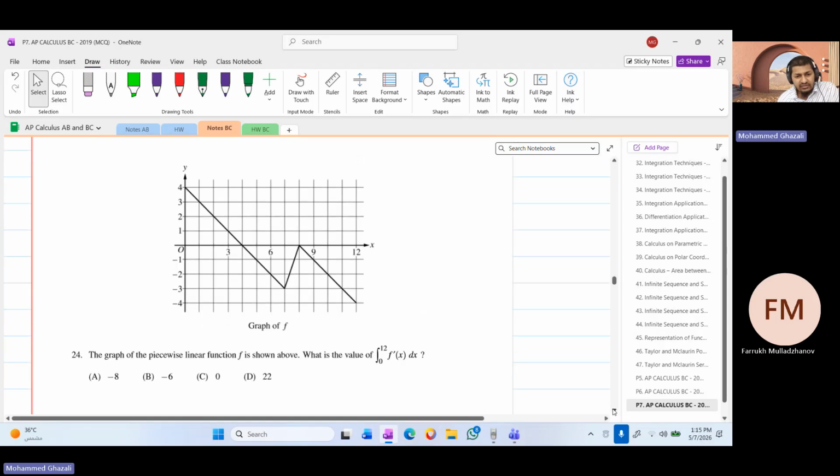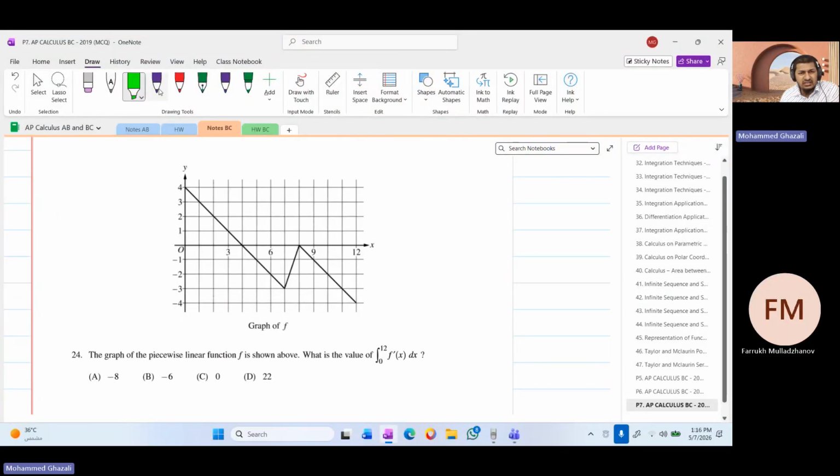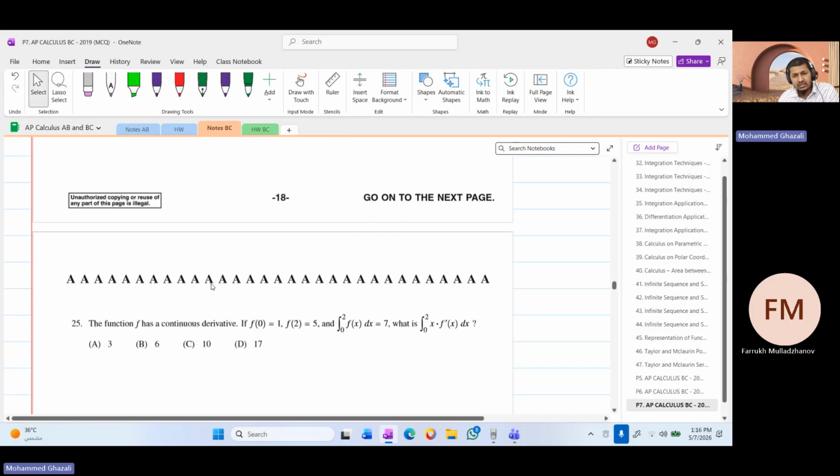Next question. The graph of the piecewise linear function f is shown above. What is the value of the integral from 0 to 12 of f prime x dx? I think we have done this. This is just the fundamental theorem of calculus, which is f of 12 minus f of 0. Exactly. What's f of 12? -4. What's f of 0? 4. So -8. Some questions are easy, some of them you've got to think.